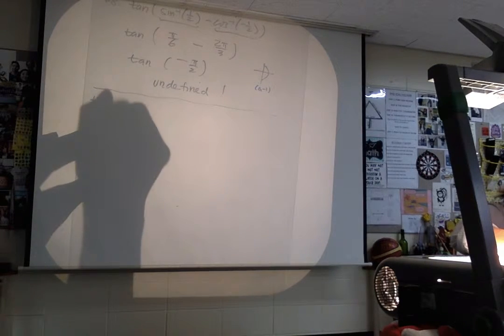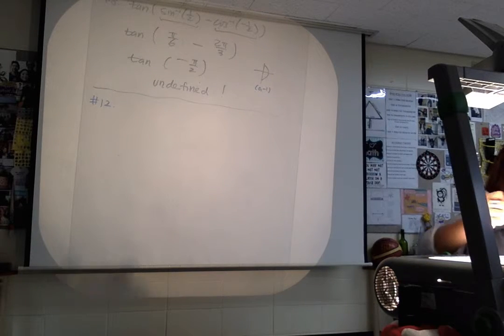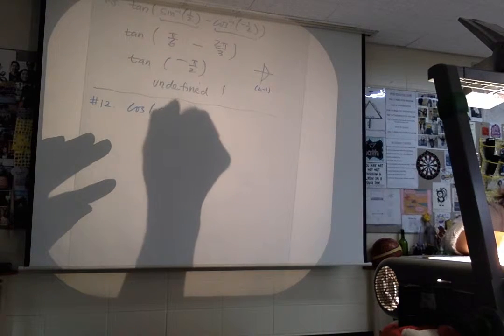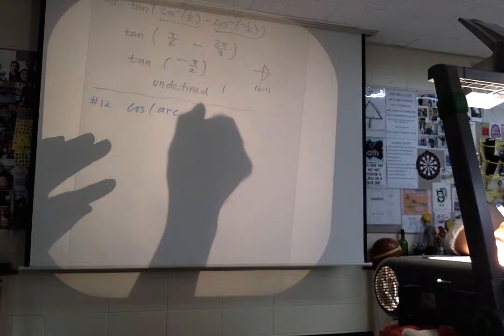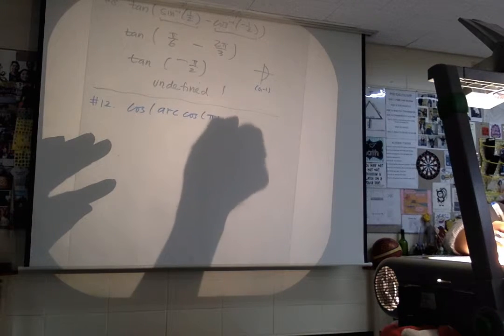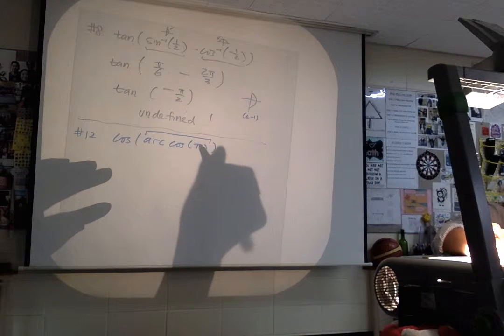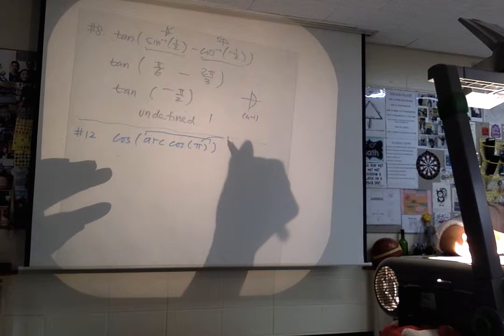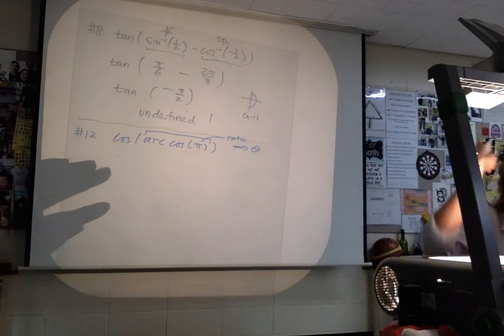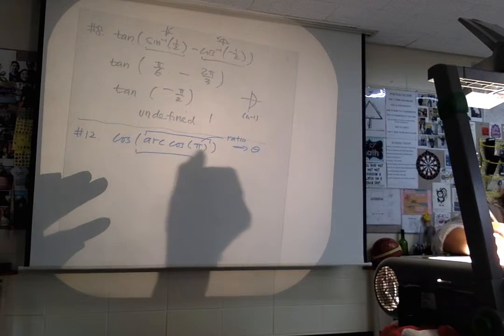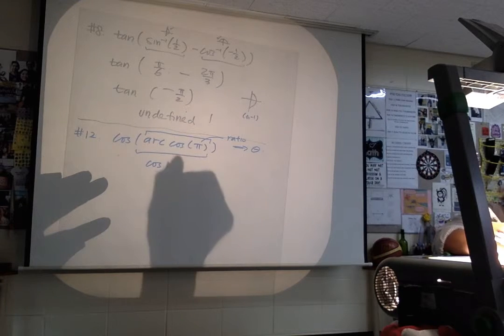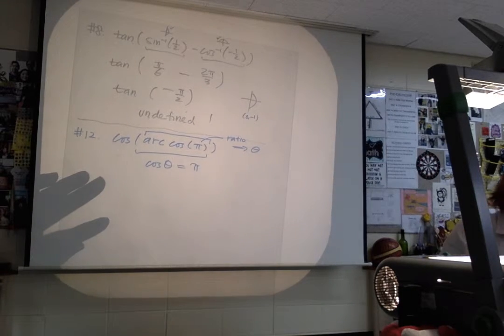All right, let's go to number 12. If you didn't understand that, watch it again or ask each other. Cosine inverse of pi. All right. Now, you remember, this guy, he's a ratio. I'm going to produce an angle, right? So I'm asking myself this question, right? Cosine of what angle gives me pi?